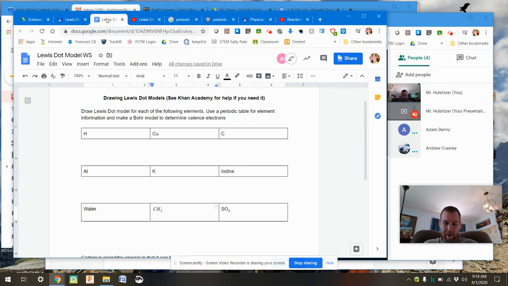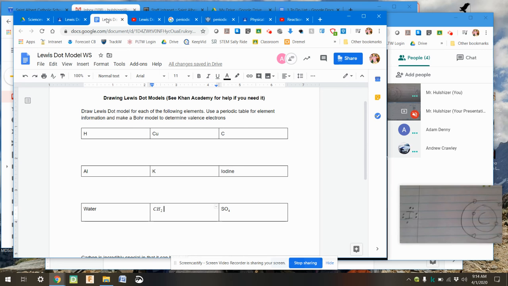Okay. And then, like I said earlier, for the CH2, first you do a Bohr model for carbon. There's a Bohr model for carbon, which shows you have 4 valence electrons. This is just for the screen recording. 4 valence electrons. So you're going to draw your carbon with 4 dots around it.